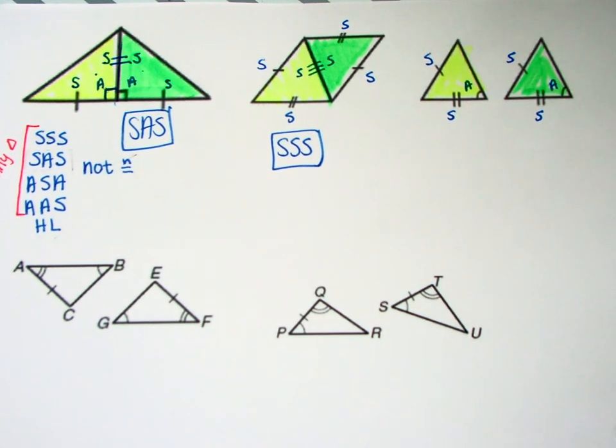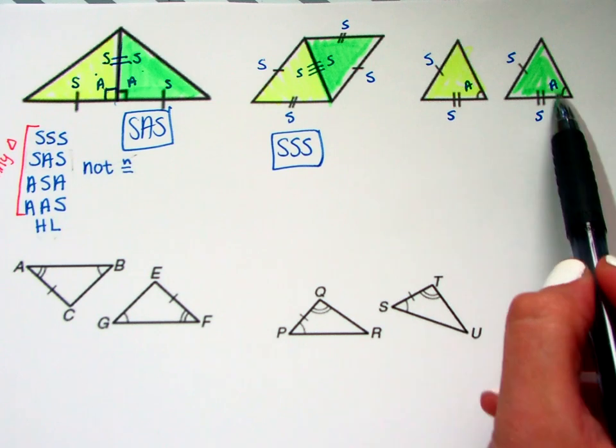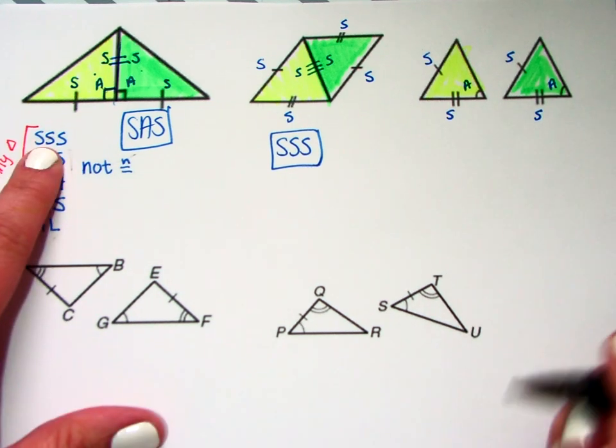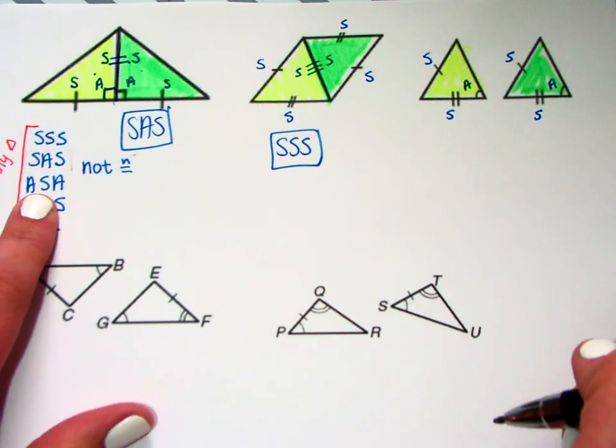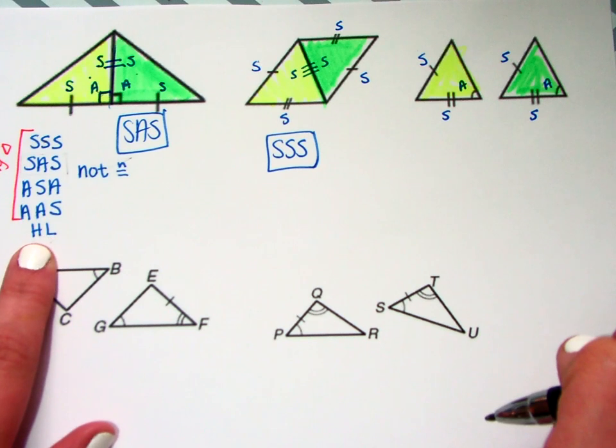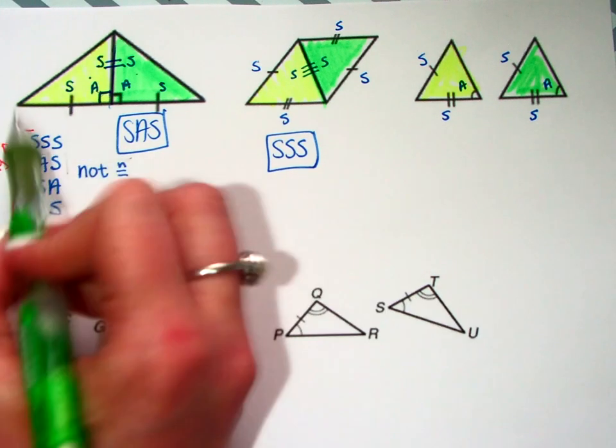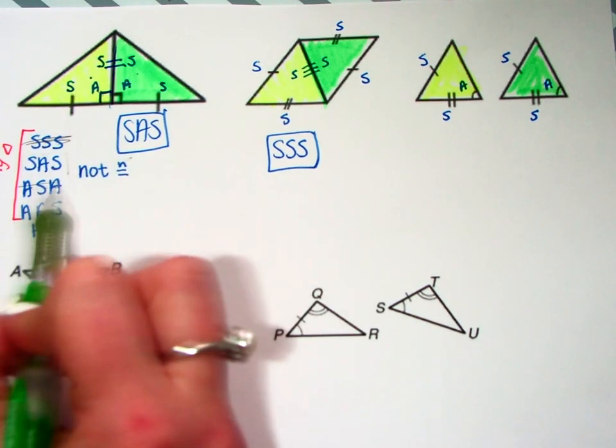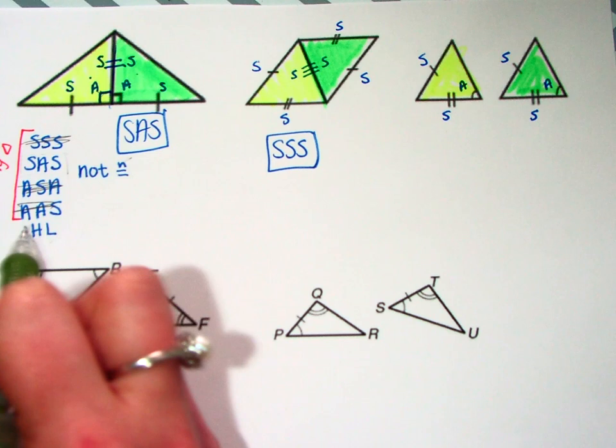Well, narrowing down our choices, I have at least one angle. So side, side, side is out, and so is ASA. And this is not a right triangle. So I'm going to cross out this one, this one, this one, and this one.